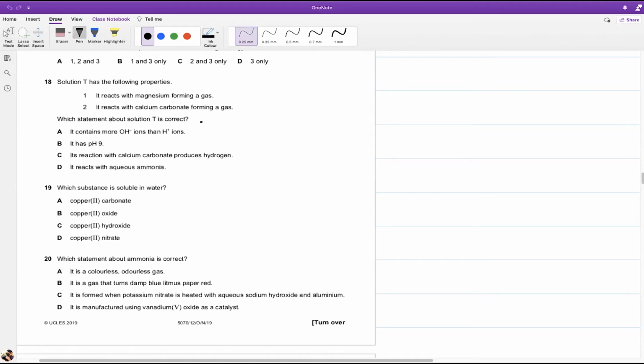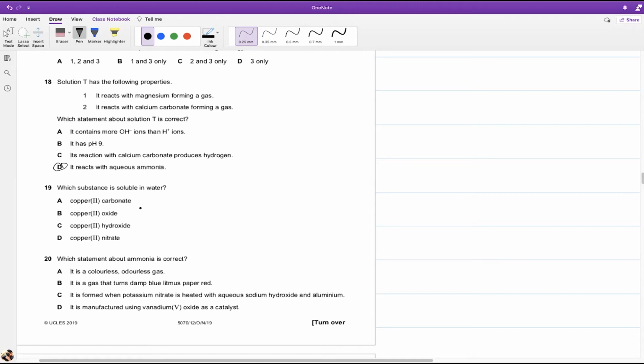So let's see. It contains more OH minus than H positive. No. If H positive is more, it will be an acid, otherwise not. It has pH 9 again. That is something about basic solutions. That's not the case here. It reacts with calcium carbonate to produce hydrogen. Oh God, this can't be right. It reacts with aqueous ammonia. Yeah, ammonia is a base, so it does react with it. So this is our answer.